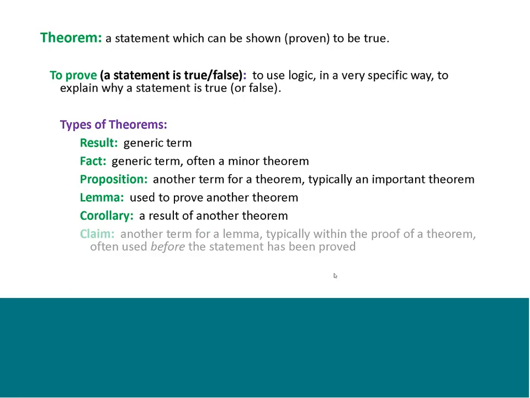And the last thing we have is something called a claim. This is essentially a conjecture. It's a statement before you've verified if it's true or false. You'll typically use a claim either when you're verifying a theorem is true, or when you're verifying a lemma that you'll then use to verify your theorem is true.